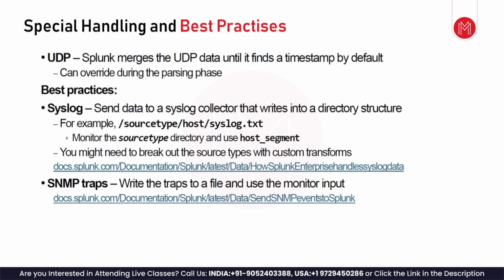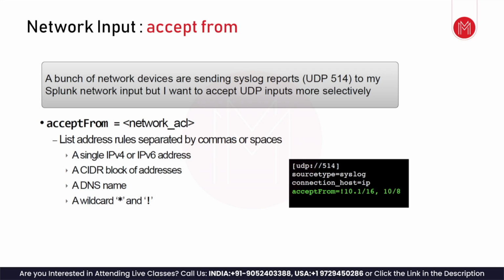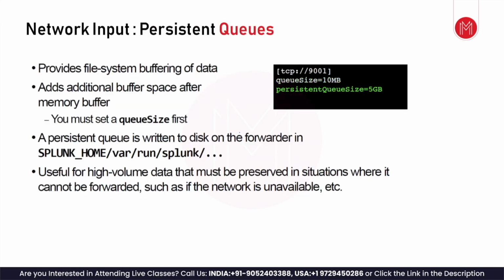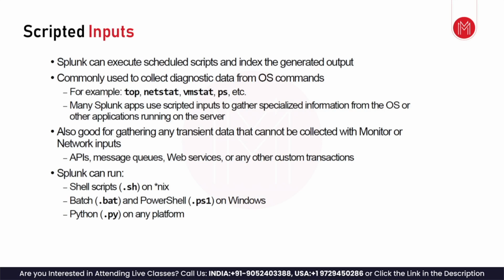For SNMP traps, write the traps to a file and use a monitor input. So you have some basic inputs you can go into, and along with TCP and UDP, which is how you get the data, in the same way you can also define scripted inputs. For TCP or UDP, you define a UDP or TCP port. But when the data is already coming in on some specific path, then you define a monitor path. For scripted inputs, you have to define a script path, wherever you are defining the script.